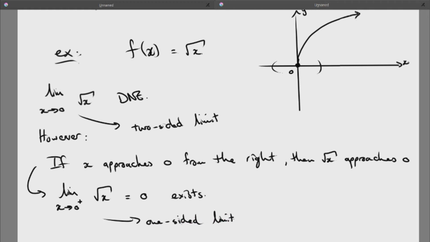I need to know. Because if I have a two-sided limit, I need to make sure that, first of all, can I come at the x value from both sides? Is the behavior the same from both sides? If I have a one-sided limit, then I can just ignore the other side completely.